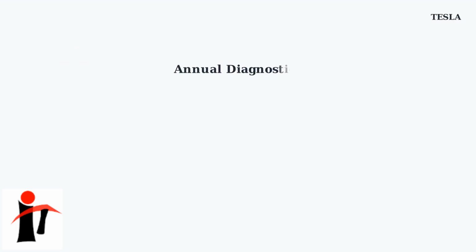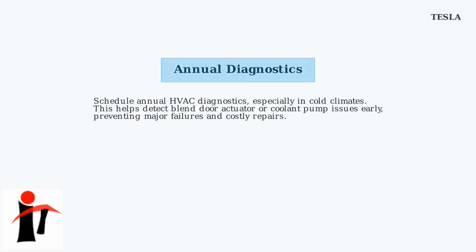Regular maintenance can prevent future HVAC problems in your Tesla Model S. Start with annual diagnostics, especially if you live in a cold climate where heating demands are higher. Annual diagnostics help detect issues with the blend door actuator or coolant pump before they cause complete failure. This is particularly important in cold regions where the electric heating system works harder.